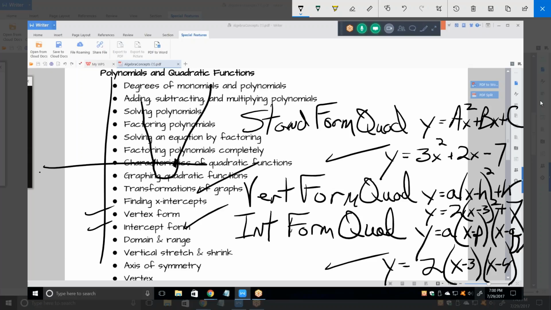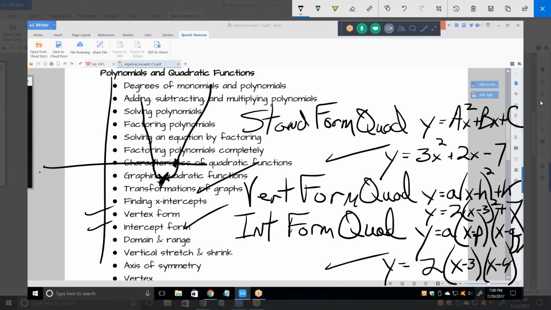And I believe you can kind of get an idea. The vertex format, whenever you're graphing a quadratic, a parabola, you're going to start at the vertex. That's really where you want to start. So the best format to have a quadratic in is vertex format, because you can immediately find that point right there. In my example, that is 3, 7. Okay?